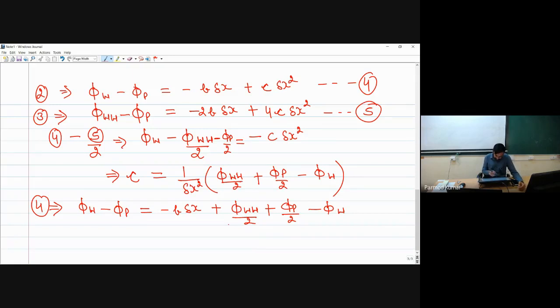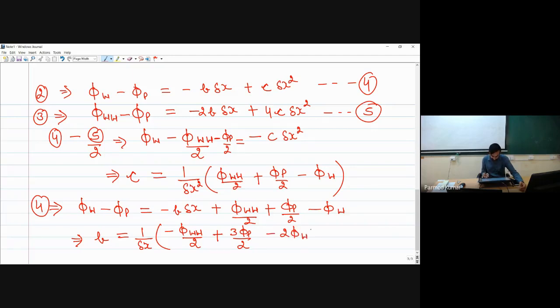So if you segregate different terms, I will be getting B as nothing but equal to 1 divided by delta x times, what will be the coefficients? So if you see over here, phi WW by 2 will be getting negative sign, so minus phi WW divided by 2. And if you see phi P by 2, this will become 3 phi P by 2 with negative sign, so it will become plus 3 phi P by 2. Okay. And if you see phi W, this will become 2 phi W, so minus 2 phi W.